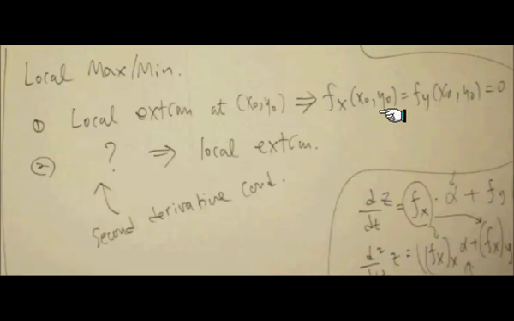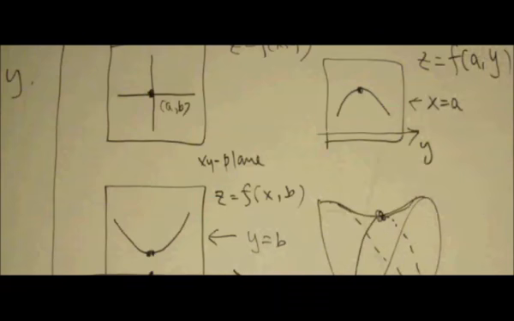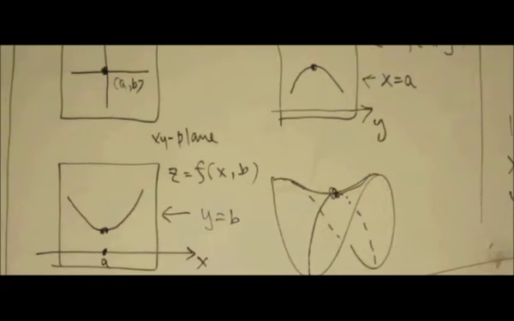But not all points where the first order derivatives are 0 correspond to a local extremum, and the saddle point is an important example of that. So I'm showing here the saddle shape, and this is a surface. I hope you recognize this as a three-dimensional shape. It's sitting inside three-dimensional space.